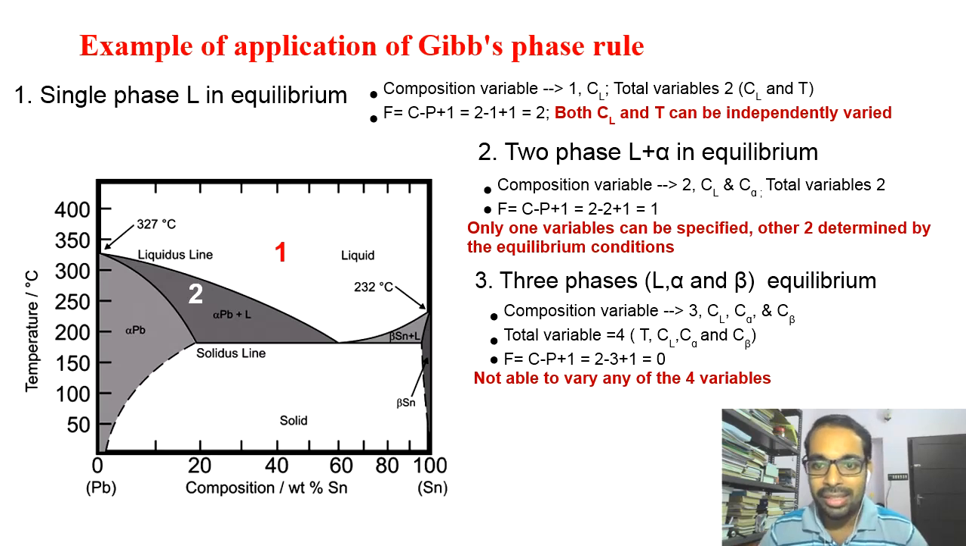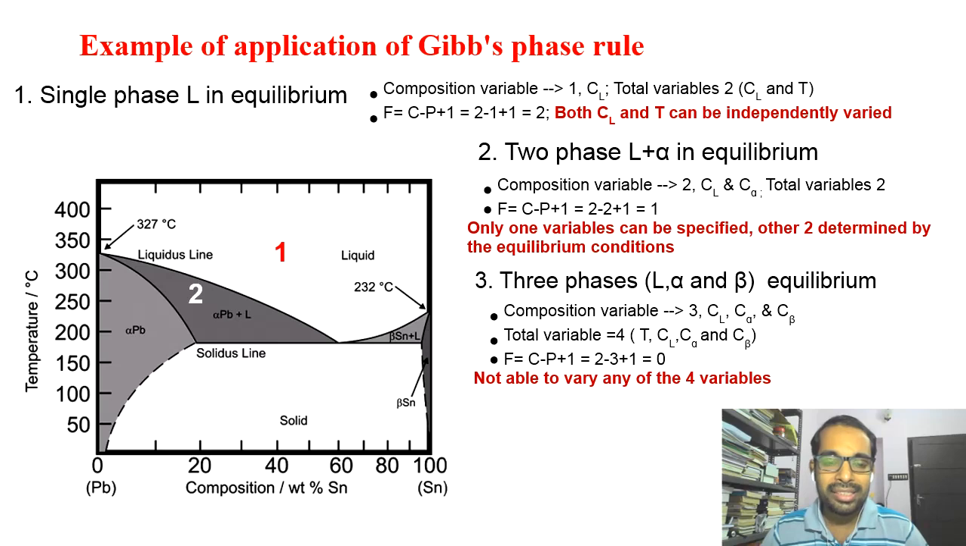It tells us that in a single phase equilibrium, we are free to specify both variables, the temperature and the composition Cl. We can vary the temperature and composition independently. Even if we vary both, the system will be in an equilibrium state, according to the phase rule.